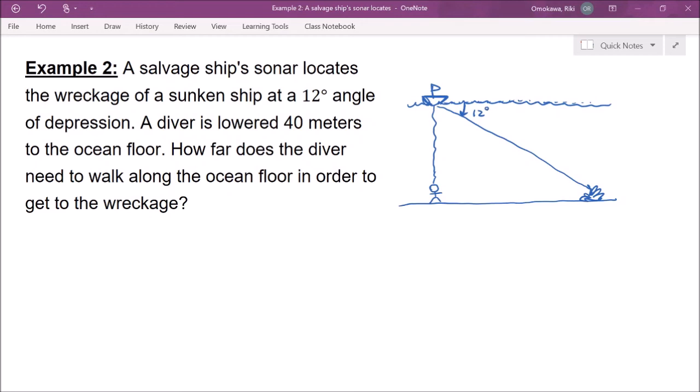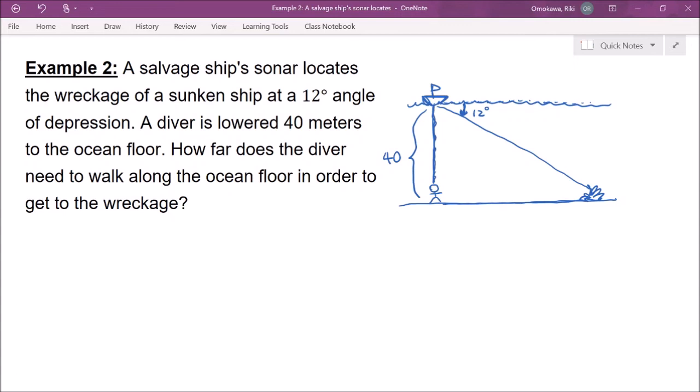And you really have to be careful because with angles of depression, it's really easy to get different angles incorrect. So again, this one is 12 degrees. And now we have to think, where is the right triangle here? We've got a vertical side here and a horizontal length here. And by the way, it says the diver is lowered 40 meters to the ocean floor. So this right here is 40. But this side length is on a triangle that does not involve this angle that we're given.